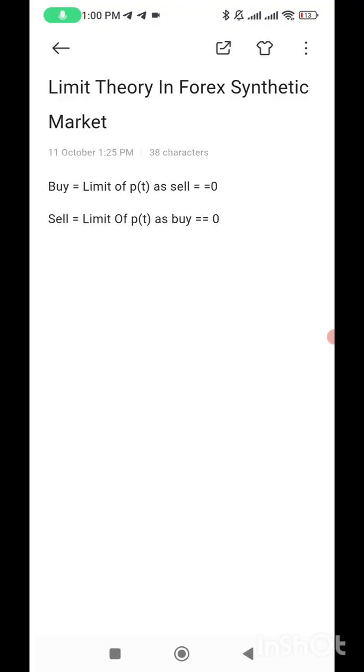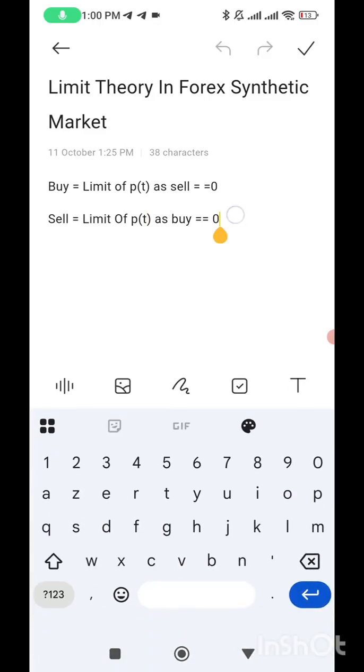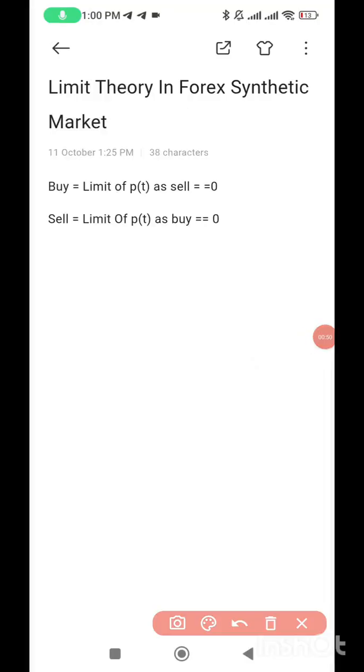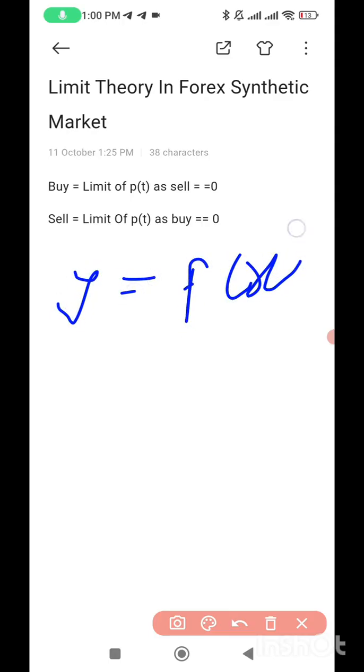So the topic is limit theory in Forex synthetic markets. You know that in mathematics, a limit of a function is defined as: if we have a function y equals f of s.